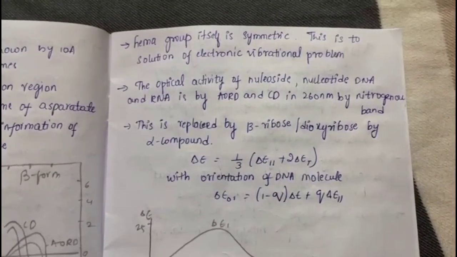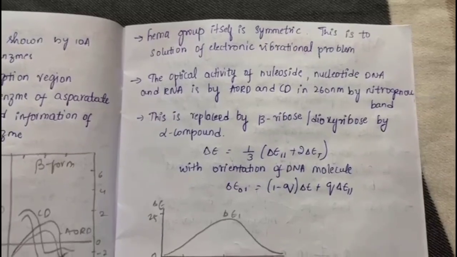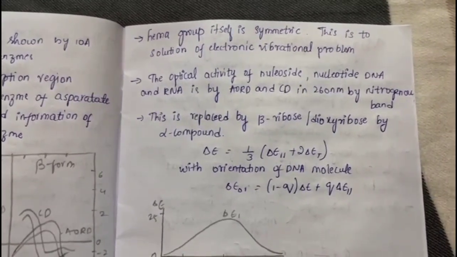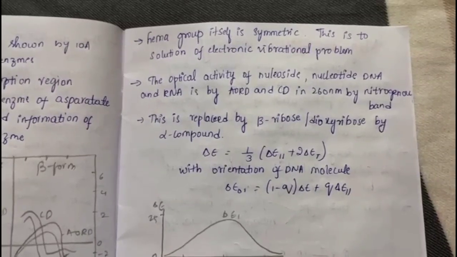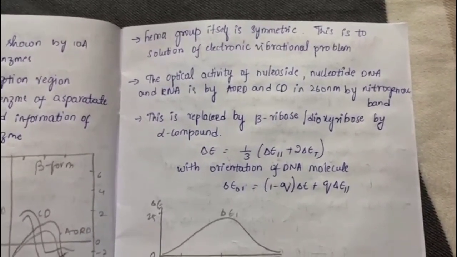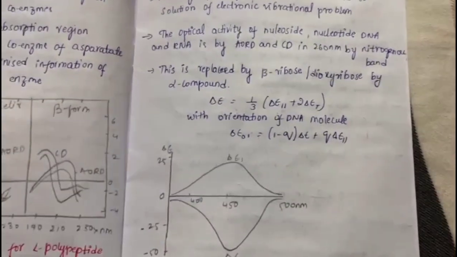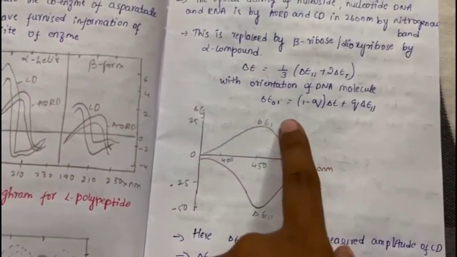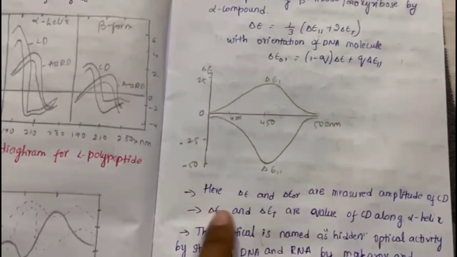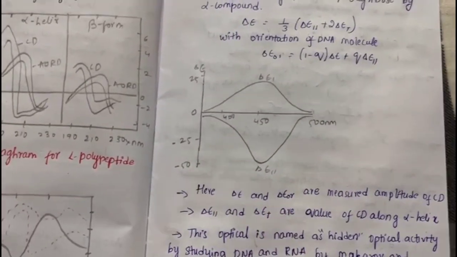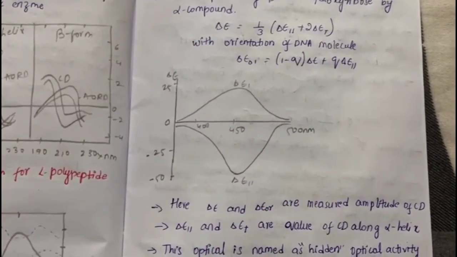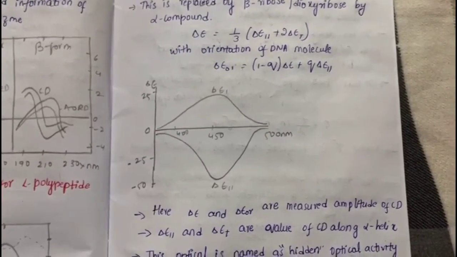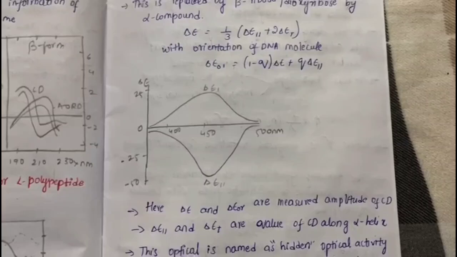delta E naught plus 2 delta E, with orientation of DNA molecules. Delta E naught is equal to 1 minus Q delta E plus Q delta E. So we get this graph by delta E is equal to 1 minus Q delta E. So here delta E and delta E naught are measured amplitudes of CD. Delta E naught and delta E are values of CD along the alpha axis.